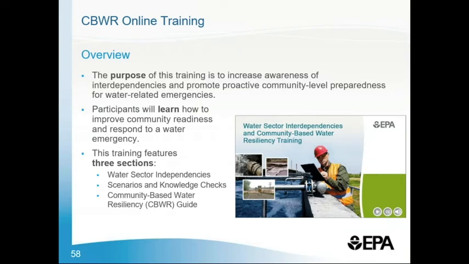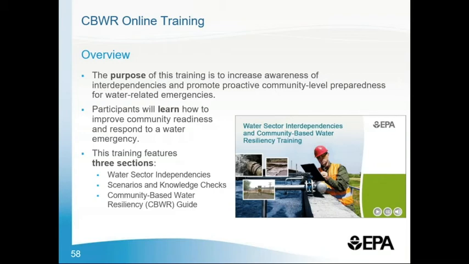So I'm going to walk you through some of our tools, the two that I referenced that we've been working on just recently. The one is the CVWR online training. This essentially is training to help increase the awareness of what I call the interdependencies and promote proactive community level preparedness for these water related emergencies. As you walk through the training, you're able to learn about how you can improve community readiness, and it gets you thinking about your community and responding to a water emergency.